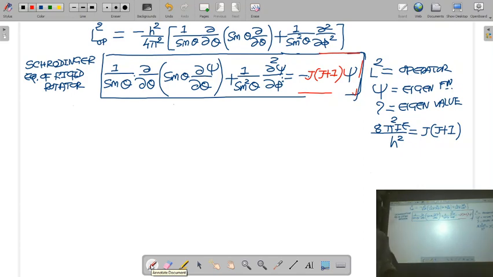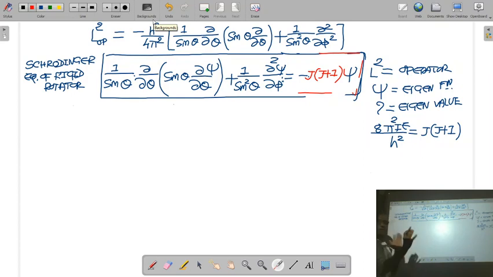Okay. Now, what is the operator of L square? The L square operator is minus h square upon 4 pi square into 1 upon sin theta d by d theta sin theta d by d theta plus 1 upon sin square theta d square upon d phi square. Okay. The left hand side of the Schrodinger equation is the same. It differs only by a constant factor, minus h square upon 4 pi square.